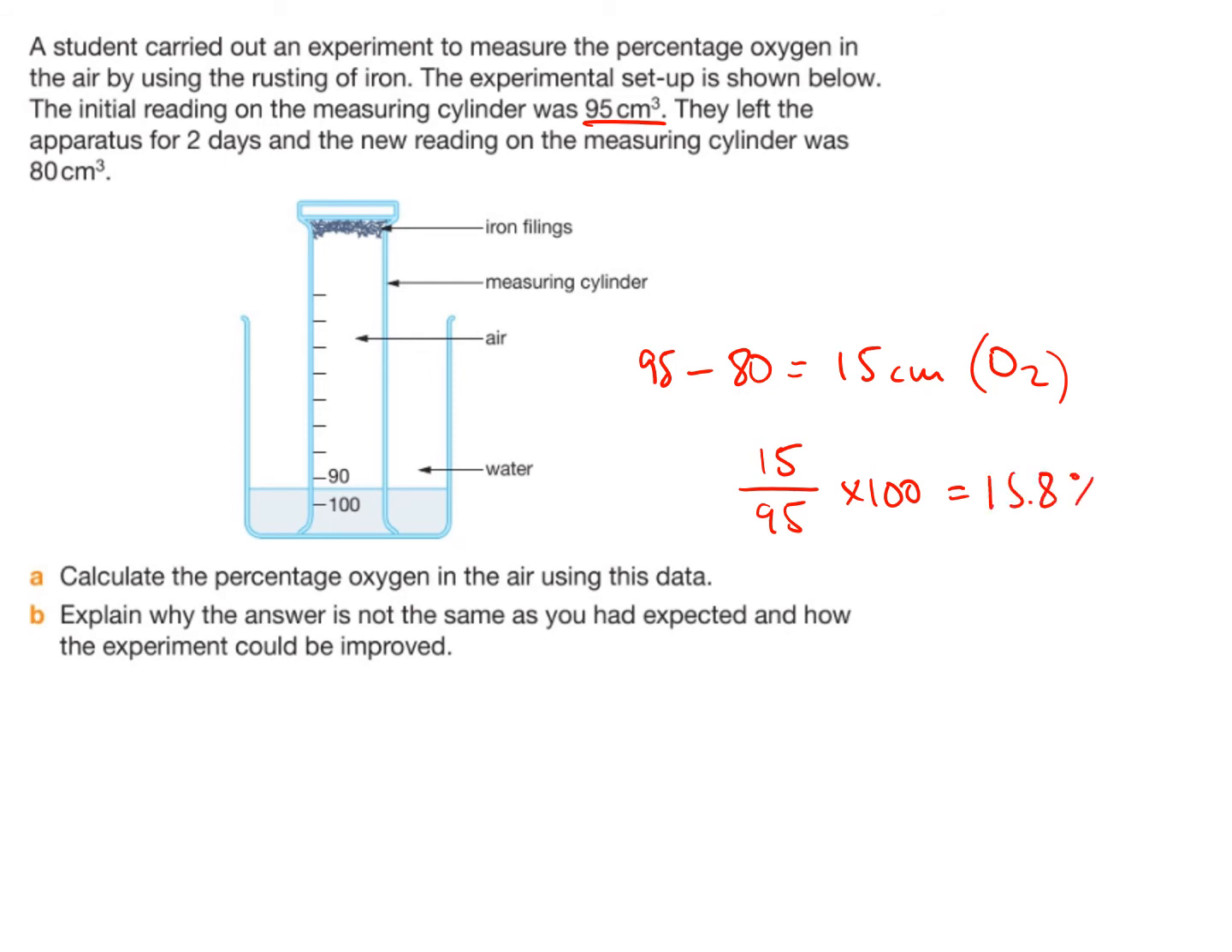And that sounds quite low to me. It's meant to be around 20-21%. You can see here that it's because I've left it for 2 days, so they can just leave the reaction for longer, perhaps around a week. Okay, that would achieve better results because perhaps not all the oxygen's reacted, and therefore you should be getting a higher result, maybe closer to 20. Okay.